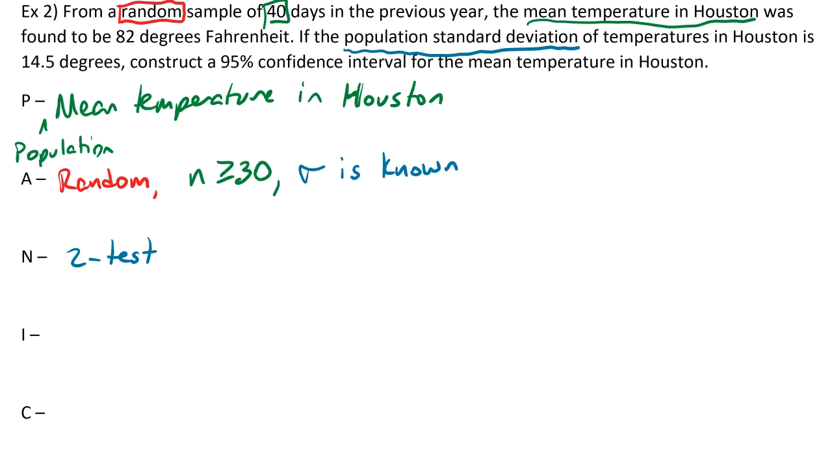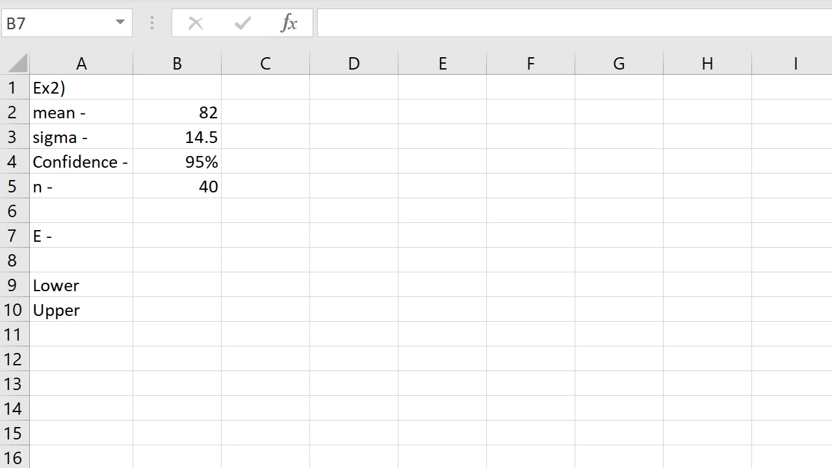All right, so for I, we need to find our interval. So we're going to head over to Excel. And now that we're here in Excel, we have everything right here. Again, at home, you have your notes right next to you, so you should be able to see all of this in the problem anyway. But our mean was 82. Our population standard deviation was 14.5. The confidence that we want is 95%. And we took a sample of 40 days, so n equals 40.